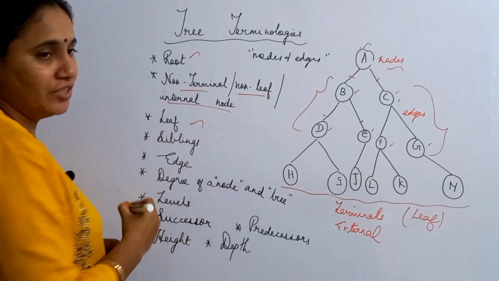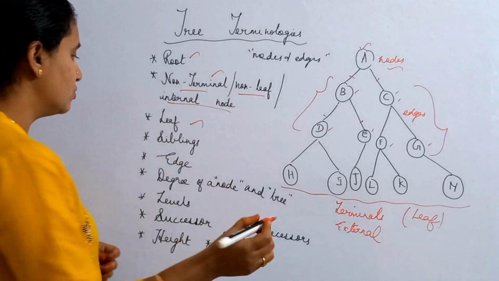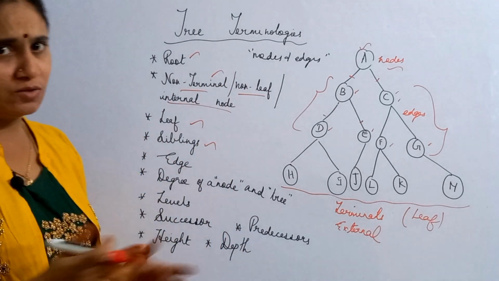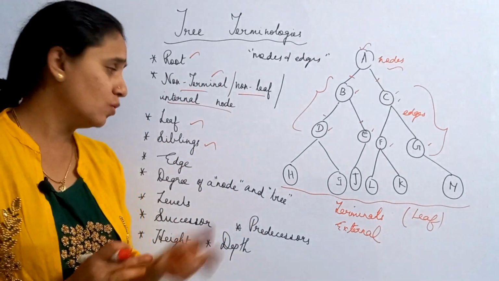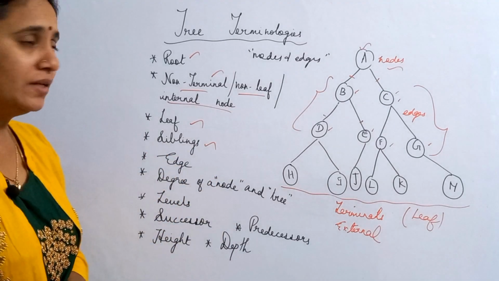Okay, so this we have finished. So this also we have finished. So next we will see siblings. So what is a sibling? I told you in the last class. So what is a sibling? Please recall and tell me.